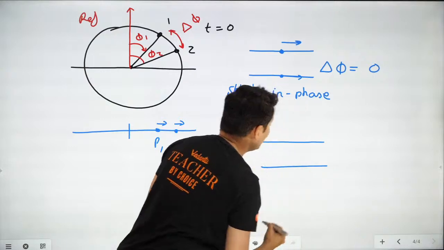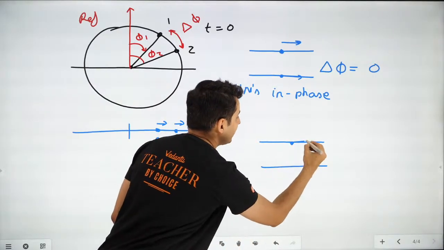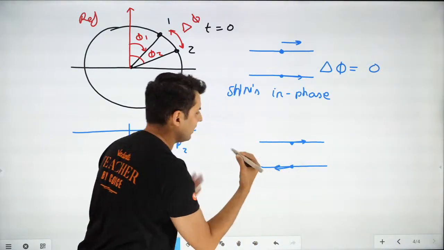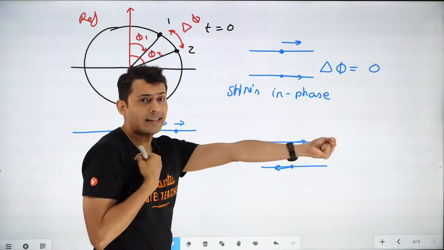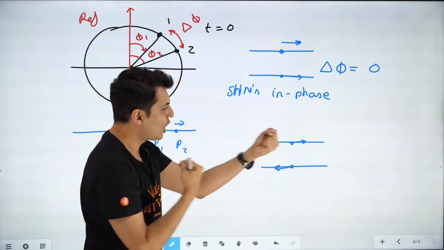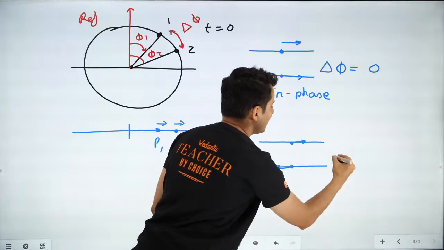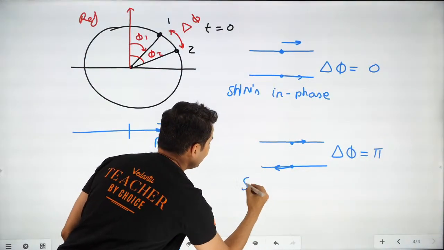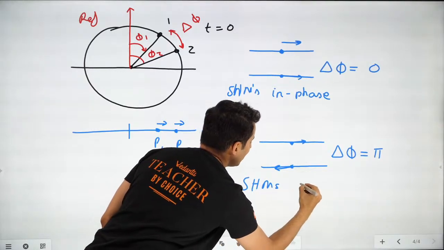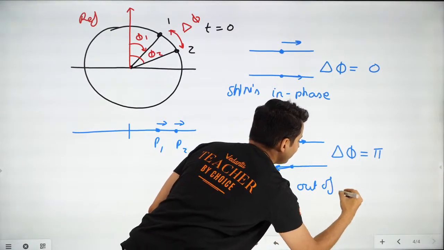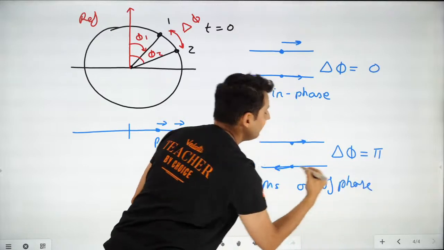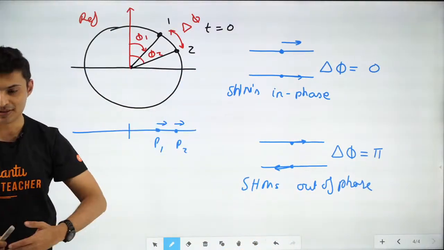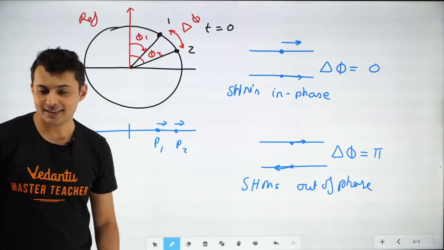if there are two particles which are exactly doing opposite stuff, when this is going here, that is going there, when this is going there, that is going here, opposite stuff, then the phase difference will be pi, and these SHMs are said to be out of phase. Very, very important terms.